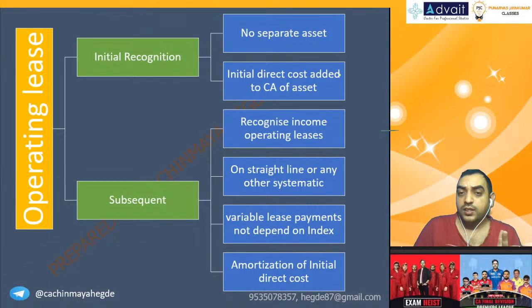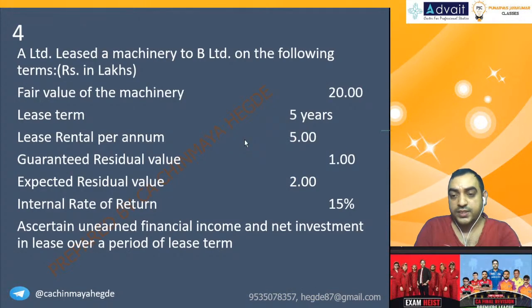Operating lease, you will recognize on a straight line basis. Income is transferred, no asset is de-recognized. Operating lease, you recognize it on straight line basis. Simple one. Question number 4, quickly I'll show you the solution.